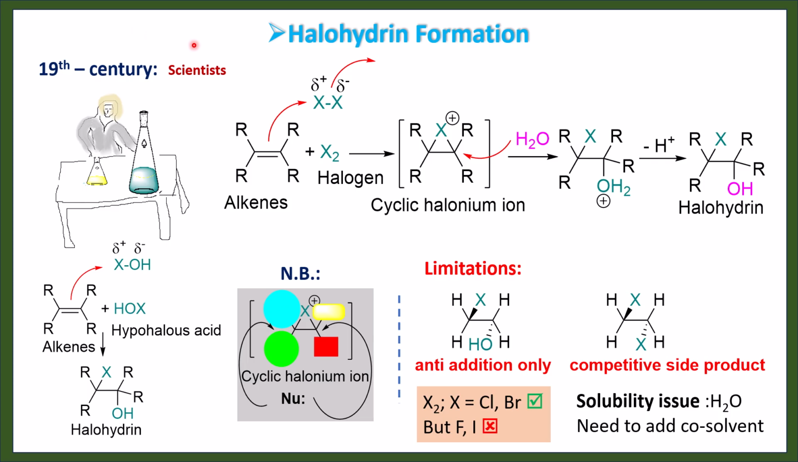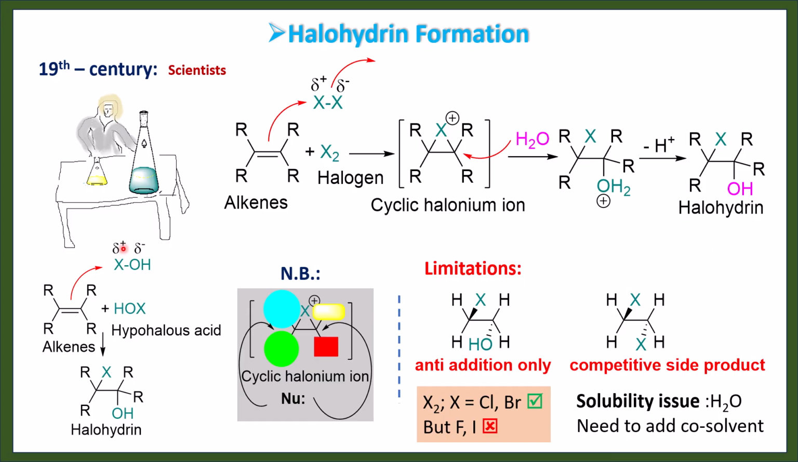Now we will discuss halohydrin formation. In the 19th century, scientists working on these reactions on alkene found that when they added the halogen in the presence of water, with water as solvent, a different product was formed, called halohydrin. This is the mechanism of formation: initially the cyclic halonium ion is formed. Further, as the concentration of water in the reaction medium is high compared to the halide, water acts as a nucleophile and attacks from the back side of the halonium ion and gives the anti-halohydrin product.